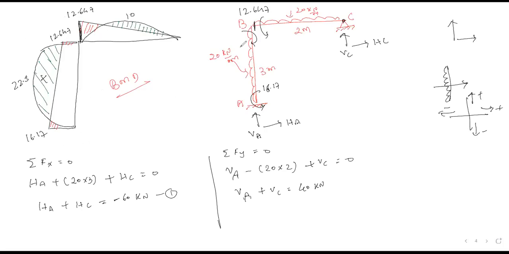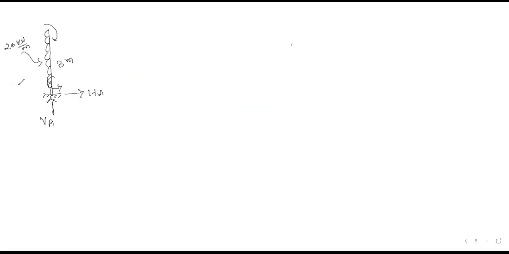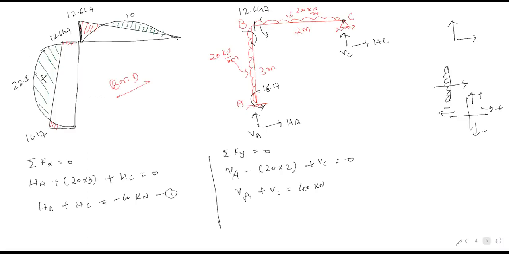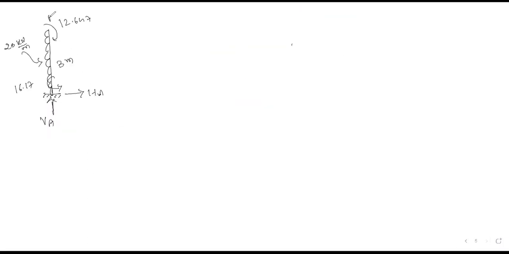Here is a clockwise moment, here is anti-clockwise moment. Here VA and HA. This load is 20 kilonewton per meter, 3 meter. Moment already we have calculated 16.17, 12.647. I hope it is clear to all of you. Please confirm me. Now what we will do, take moment about B.